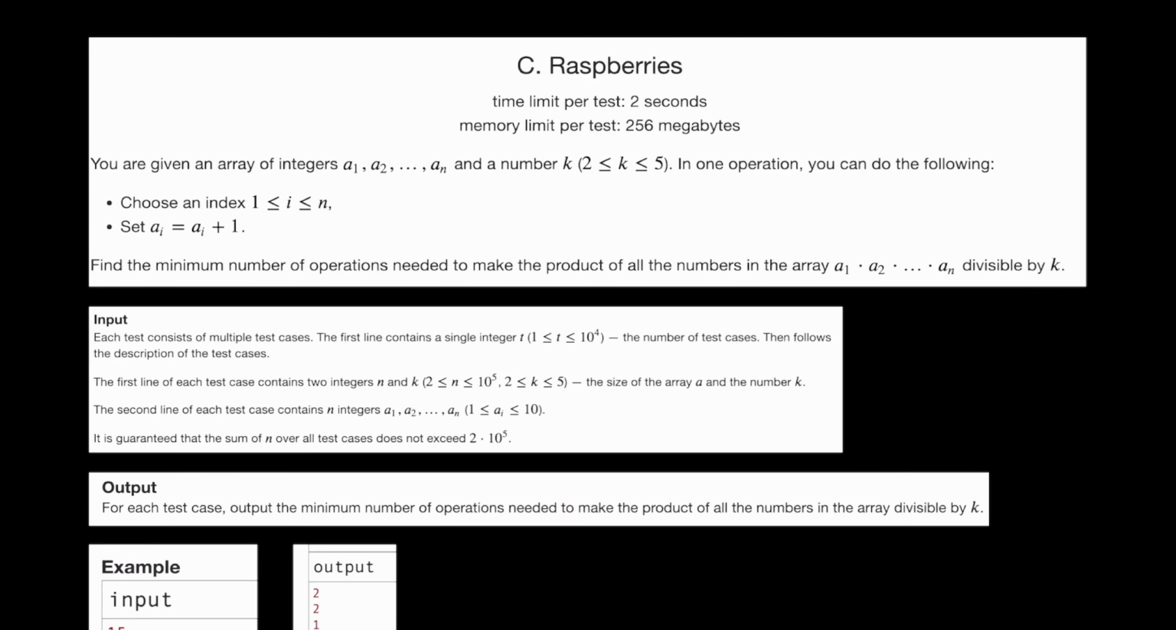So today we are going to discuss the second problem in the TLE Eliminator CP sheet, 1000 rated problems. The problem name is Raspberries. So let's get started.